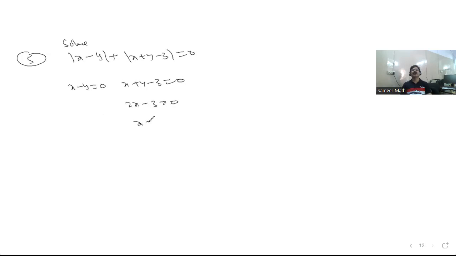Yeah, fifth example I want to take like this. Suppose mod x minus y plus mod x plus y minus 3 equal to 0 is given. If I said solve, what will you do? Sum of the two positive numbers cannot be 0, sir. But individually each one equal to 0. There will be one common point of x and y now. You solve these two. So 2x minus 3 is equal to 0. X is equal to 3 by 2. Answer is x comma y is 3 by 2 comma 3 by 2. Guys, got it? That is also one of the best ones.